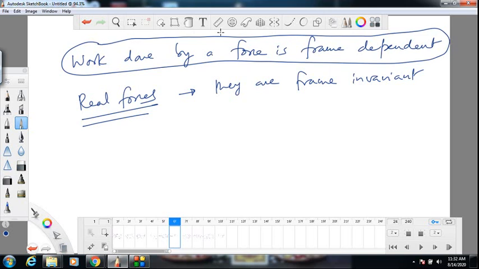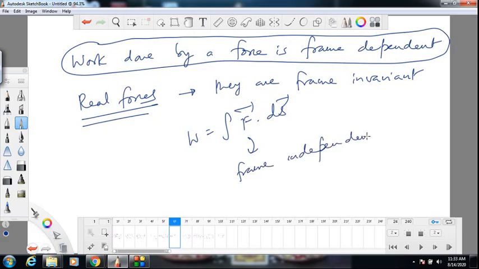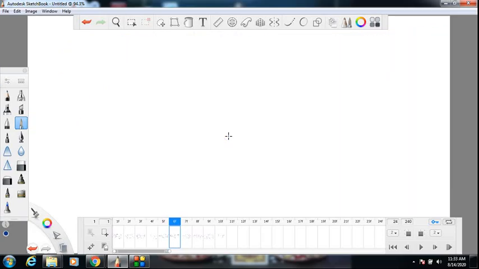What about displacement? Displacement depends on the frame. So work done, even though the force is frame independent as long as it is a real force, depends on the frame, and hence work done also depends on the frame. Keep this in your mind. This is a very important point.